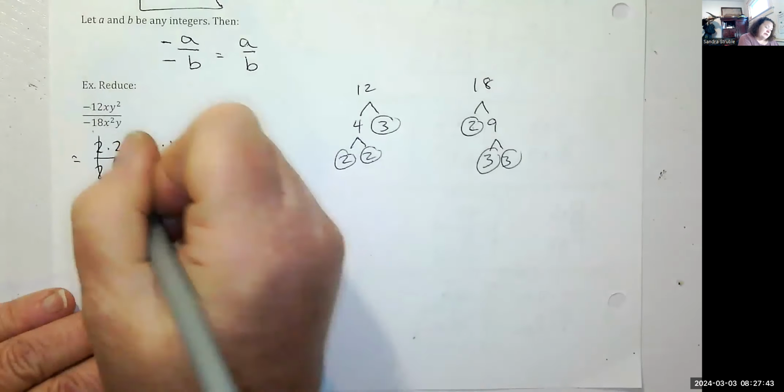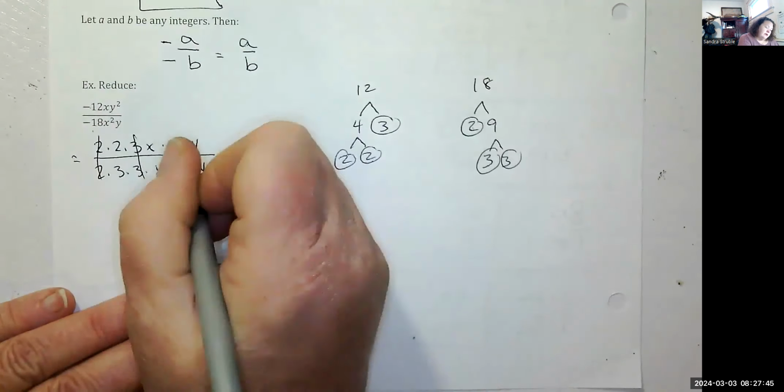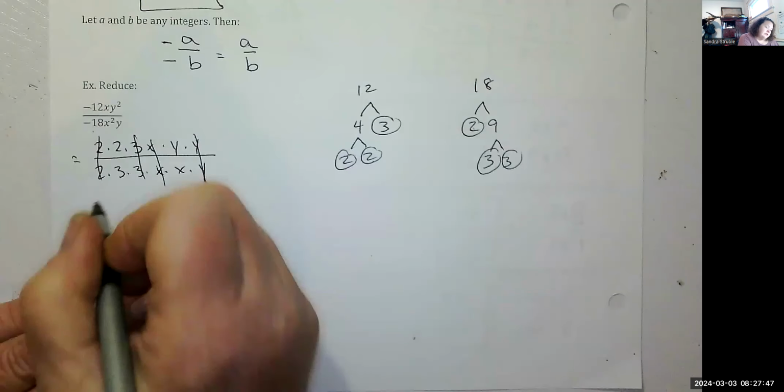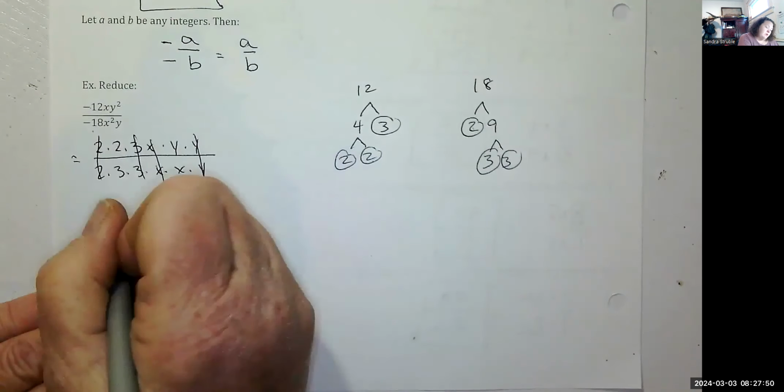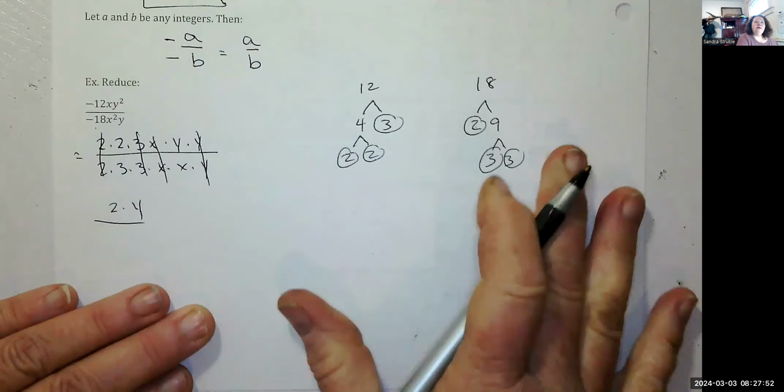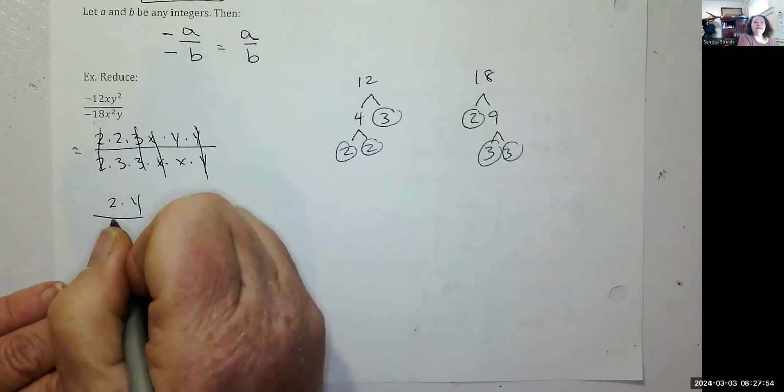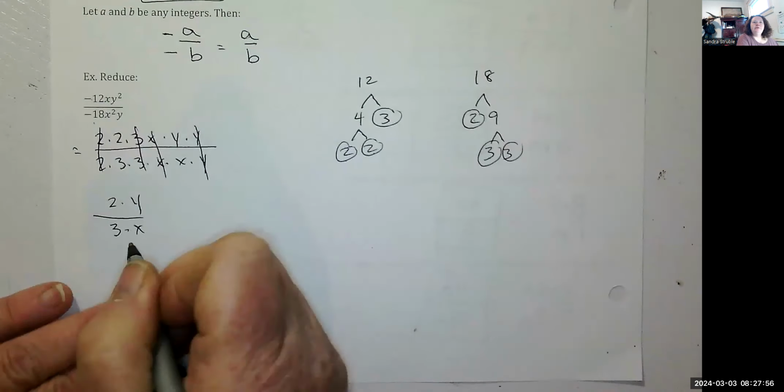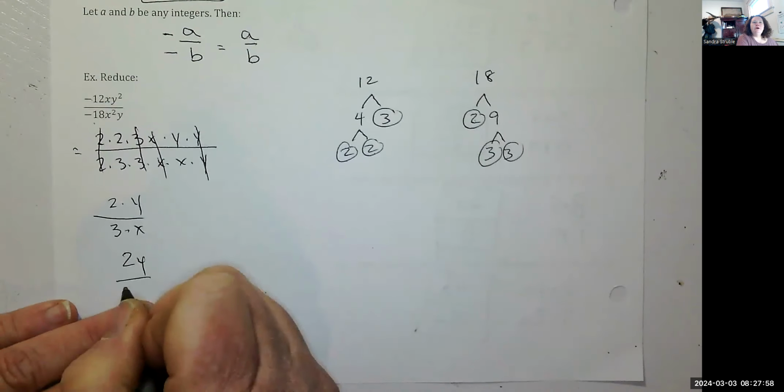All right, let's cross some stuff out. An x is gone and a y is gone. So we're left with 2 times y in the numerator and 3 times x in the denominator. Final answer is 2y over 3x.